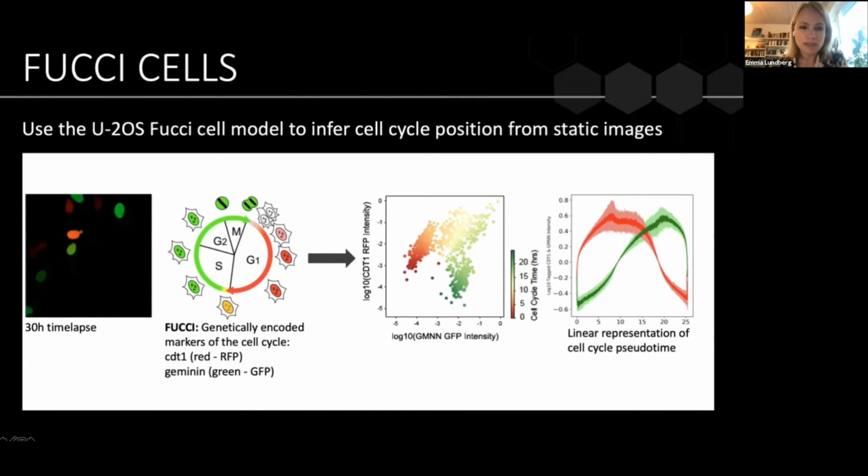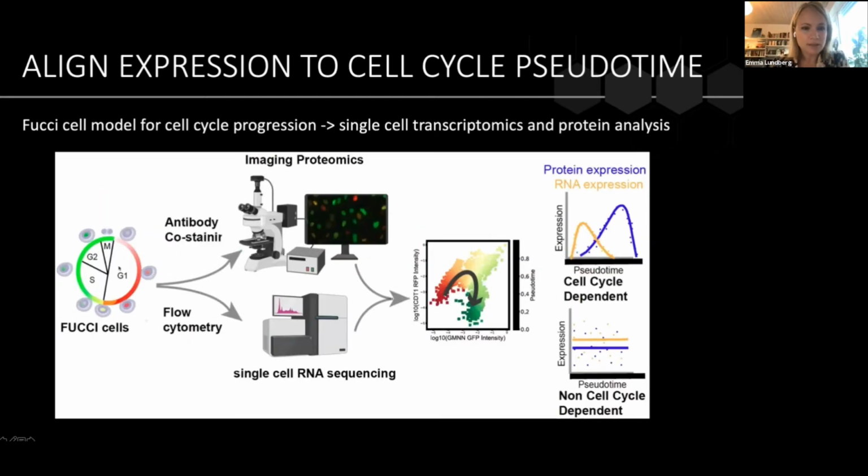So by measuring these single cells in the images, we can get this trajectory of the cell cycle, fit a model to it, and make a linear representation of cell cycle pseudotime. So we took these FUCCI cells and did antibody co-staining, what we call imaging spatial proteomics, of all the 19% of the proteome that showed cell-to-cell variability previously, and also, of course, some controls that didn't show variability. And then we also sorted the cells and did single cell sequencing.